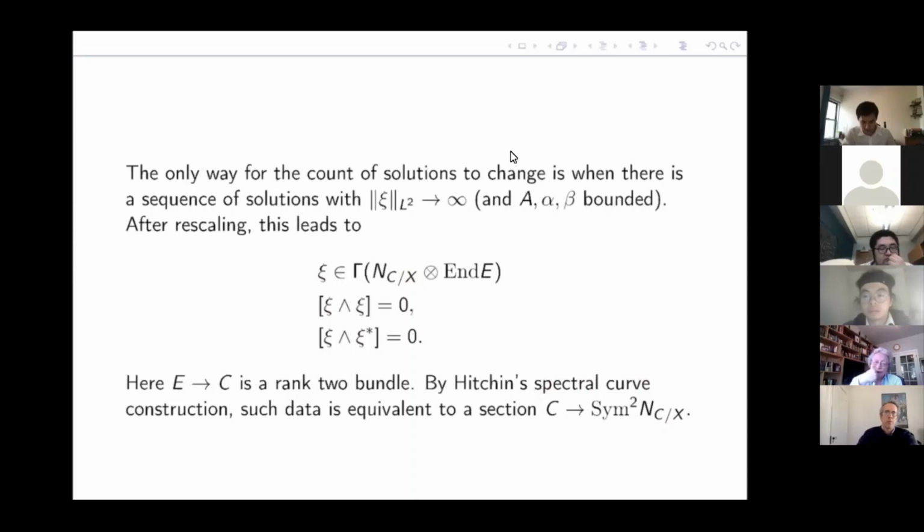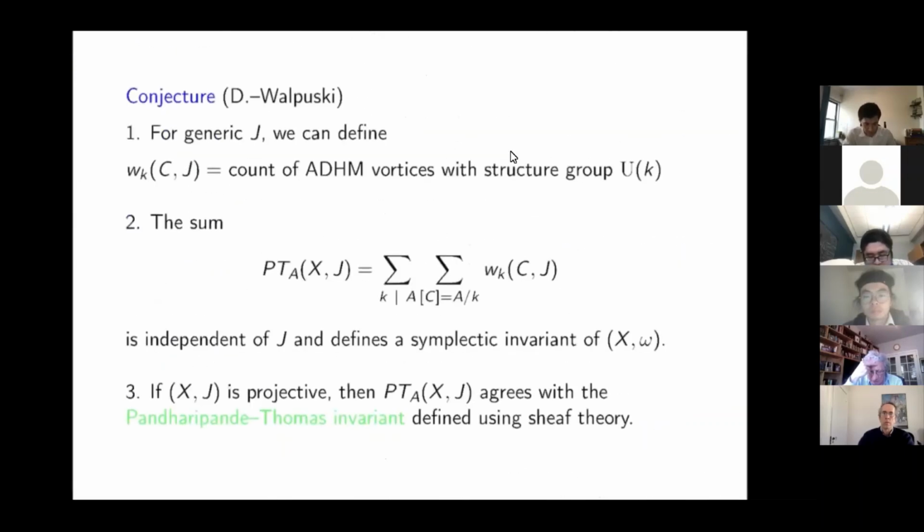So what I'm trying to say is that if you stare at these equations, you see that the only way you can lose compactness is when you have one of these objects. And these are exactly the objects that cause the jump in the moduli space of pseudo-holomorphic embeddings. So you see that there is some relation between these two problems. To summarize, here is a conjecture: for a generic J, we can define this weight by counting solutions to the ADHM vortex equation with structure group UK.